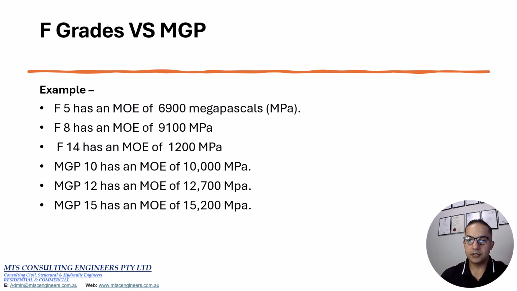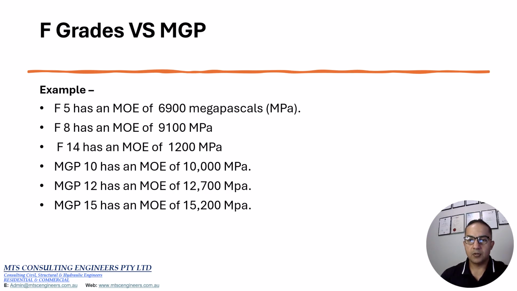This slide compares the modulus of elasticity, or MOE, values for different grades of F and MGP materials. For instance, F5 has an MOE of 6,900 MPa, while F8 and F14 show higher values of 9,100 MPa and 12,000 MPa respectively. On the MGP side, the MGP 10 starts at 10,000 MPa, with the MGP 12 and MGP 15 reaching 12,700 MPa and 15,200 MPa.